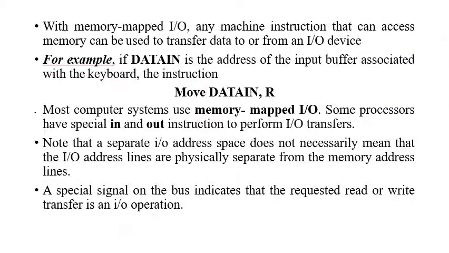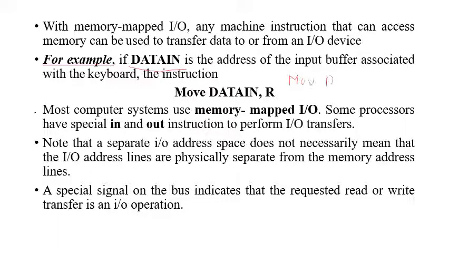As we discussed in our previous slide, with memory mapped IO, any machine instruction that can access the memory can be used to transfer data to and from the IO device. We do not need a special instruction to perform the IO transfer. That means whatever data you load in a memory location that is mapped to the IO device automatically gets reflected in the IO device. For example, if DATAIN is the address of the input buffer associated with the keyboard, then Move DATAIN, R0.